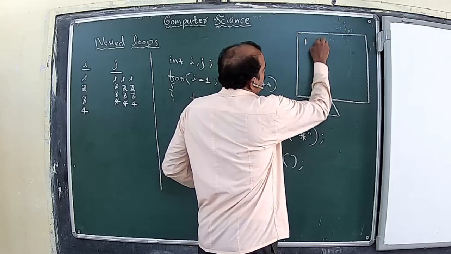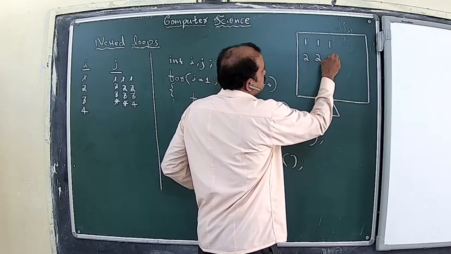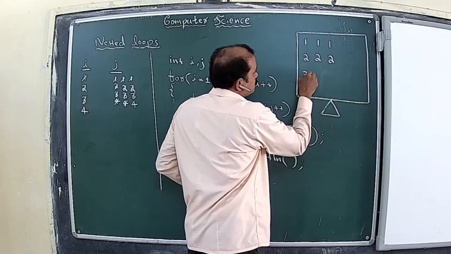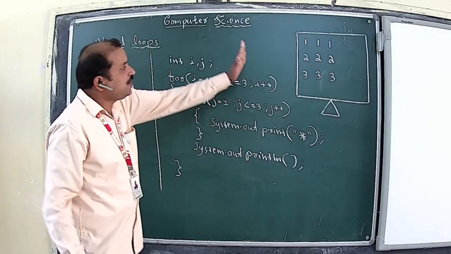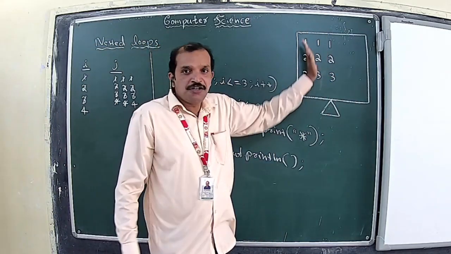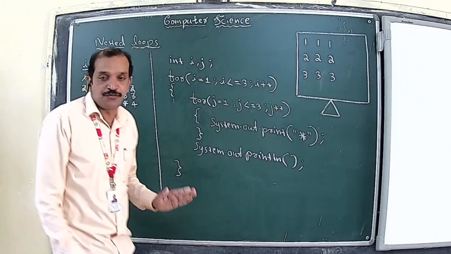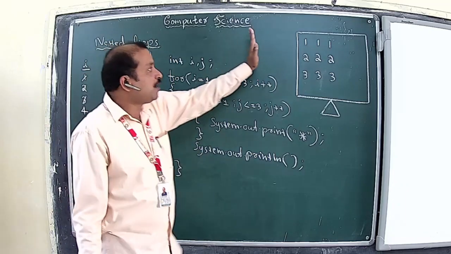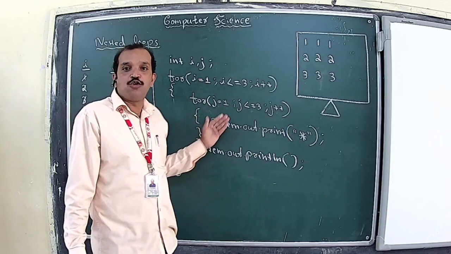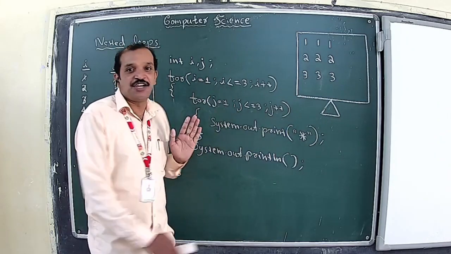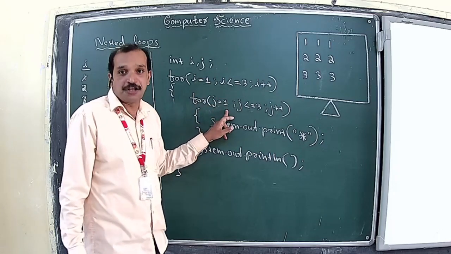Suppose this is the output that we need. As you have seen, 1, 1, 1, 2, 2, 2, and 3, 3, 3. So this is the output that is needed for us. And definitely, as you have seen, there are 3 rows as well as 3 columns. So the outer loop and inner loop should iterate 3 times, exactly in the same order as in our previous program. So there is not going to be much change here and here.